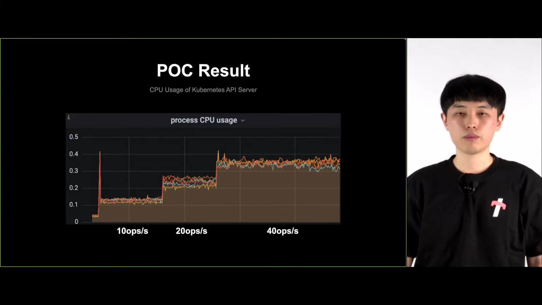So according to the test results, the CPU usage was less than 40%. And the API server specification was 2 cores and 8 gigabytes of memory. It was very low, but it showed that it was handled without any difficulty.